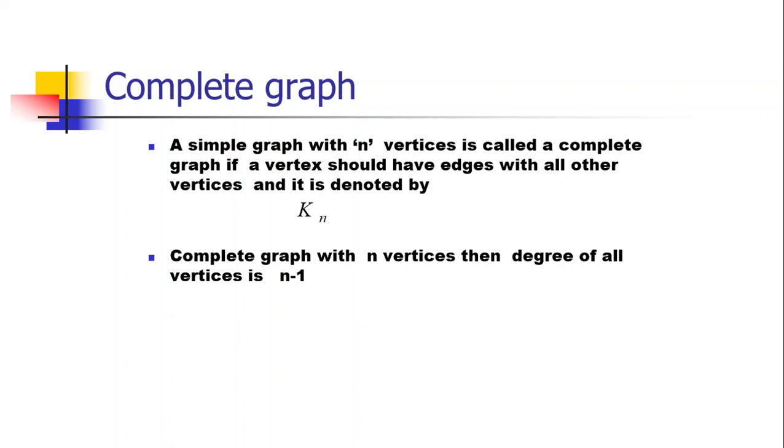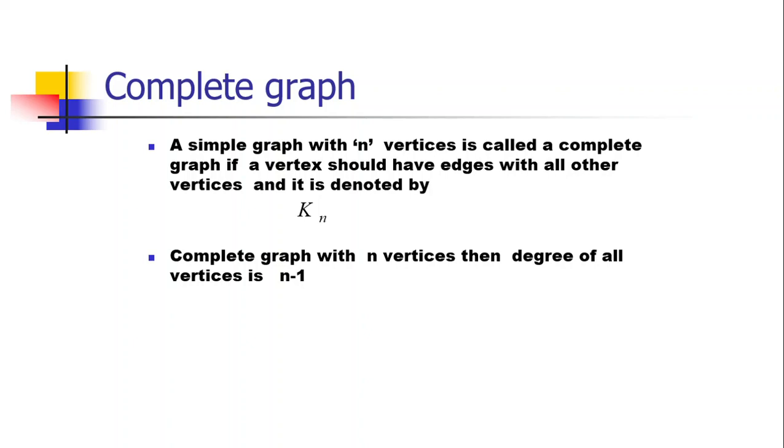What is the meaning of simple graph? A graph without any loop and parallel edges is called a simple graph. With n vertices, it is called a complete graph if a vertex has an edge with all other vertices. Let us consider n equal to 3. There are 3 vertices and we have to say whether it is a complete graph or not.